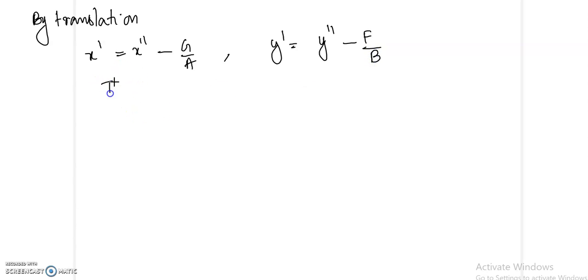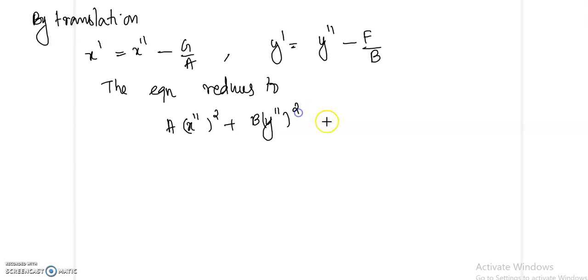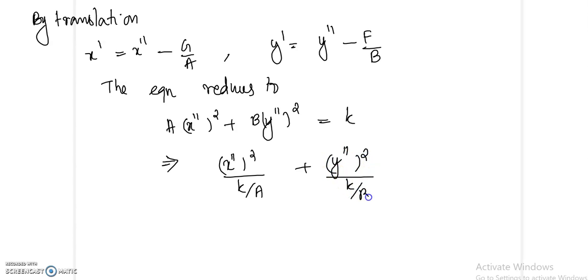So the equation reduces to a x double dash square plus b y double dash square equal to k. So that implies x double dash square by k by a plus y double dash square by k by b is equal to 1. So this is the equation of the ellipse in the canonical form.